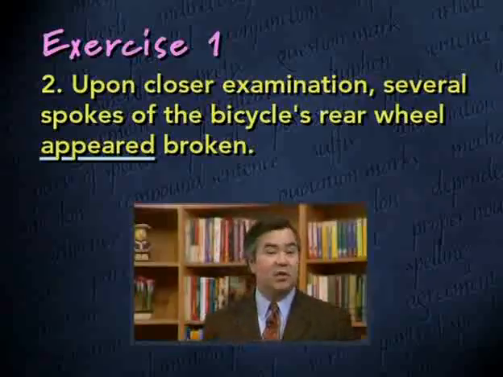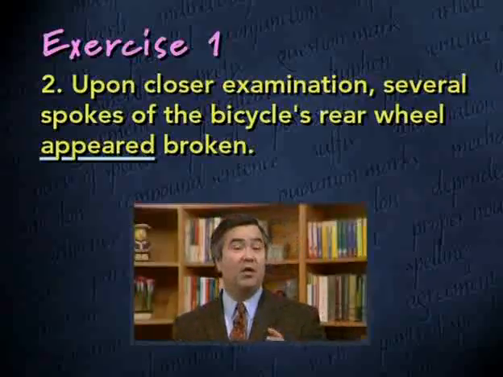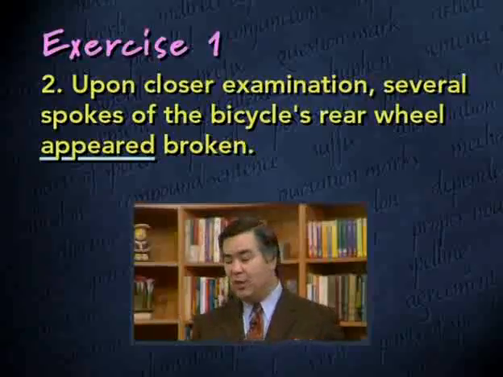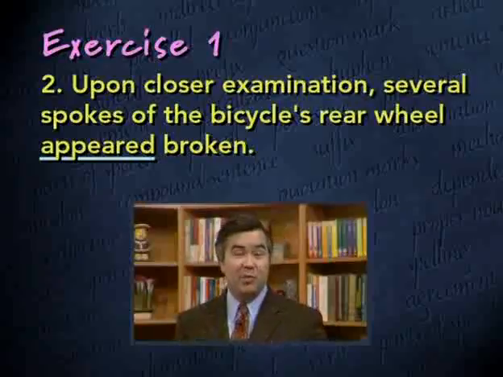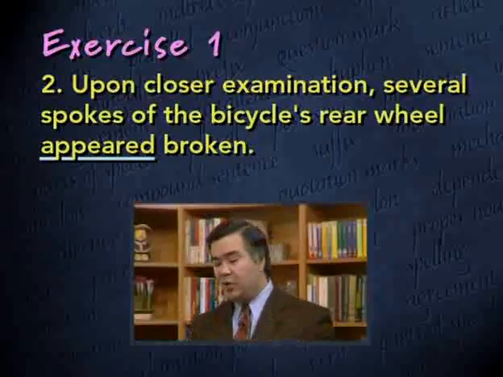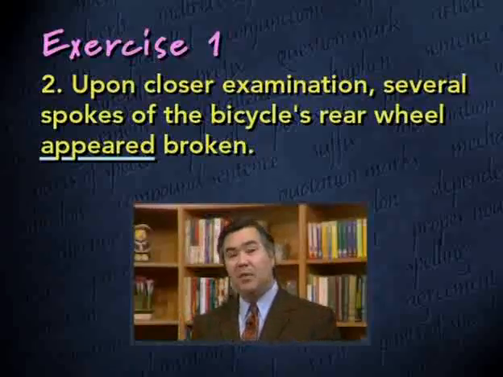What kind of spokes? The spokes of the bicycle's rear wheel. So that prepositional phrase, of the bicycle's rear wheel, simply modifies or gives more information about the spokes. That's not where the actual subject of the verb appears. The subject is spokes. So the spokes appeared broken.